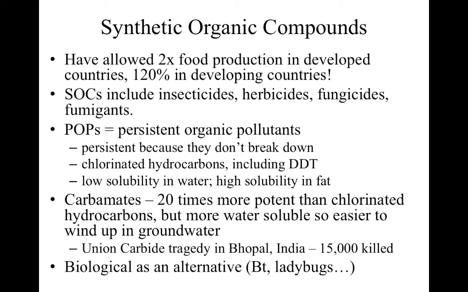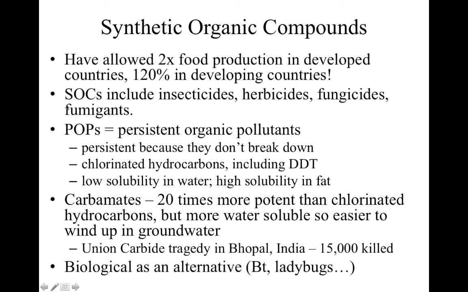So the first thing there, it has allowed 2 times the food production in developed countries and 120% in developing nations, meaning more than doubling. So, you know, the pests that eat plants obviously would lower your yields, and it's got a bigger effect in developing nations. The next point, that's synthetic organic compounds.